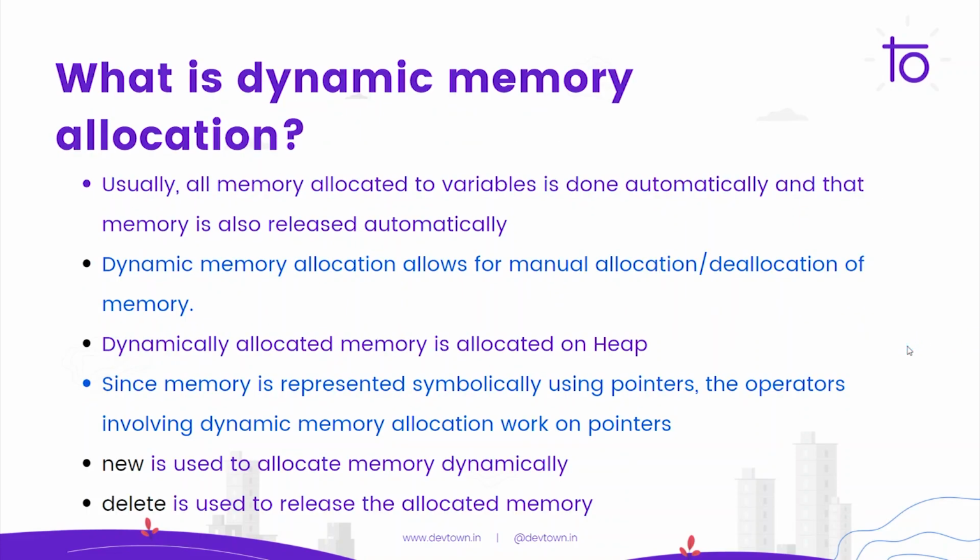So what is dynamic memory allocation? Usually all memory which is allocated to variables is done automatically, and the compiler takes care of releasing that memory as well. Dynamic memory allocation allows programmers manual allocation and deallocation of memory, and this memory is allocated from the heap. Since memory is represented symbolically using pointers, the operators involved in dynamic memory allocation also work on pointers. The operators in C++ which we use for dynamically allocating and deallocating memory are new and delete respectively.